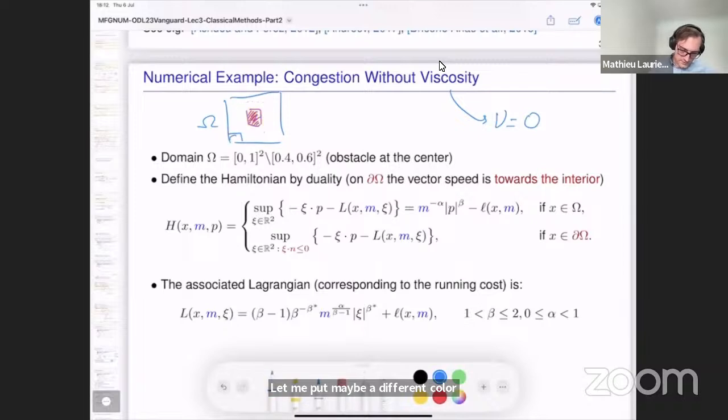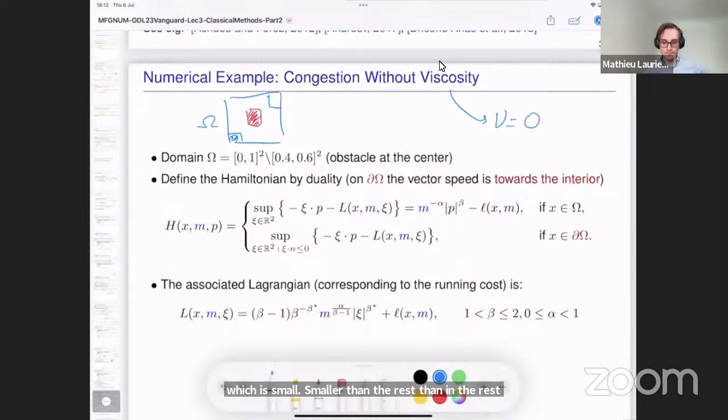So the mass is going to start in the bottom left corner, and it is going to be attracted to the top right corner. What I mean by attracted is there is a terminal cost, which is smaller than in the rest of the domain. The terminal cost is minimal if you are at the top right corner.